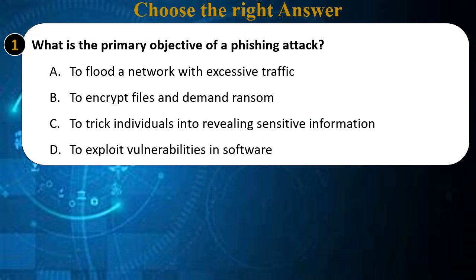Question number 1. What is the primary objective of a phishing attack? A. To flood a network with excessive traffic. B. To encrypt files and demand ransom. C. To trick individuals into revealing sensitive information. D. To exploit vulnerabilities in software.